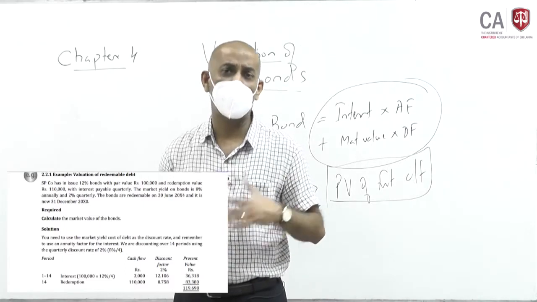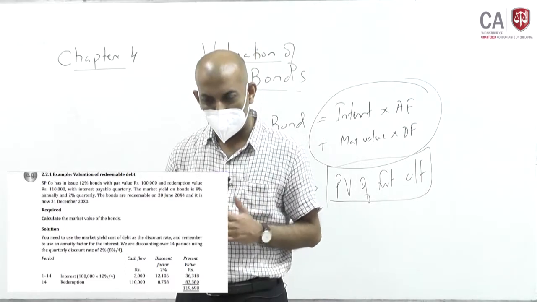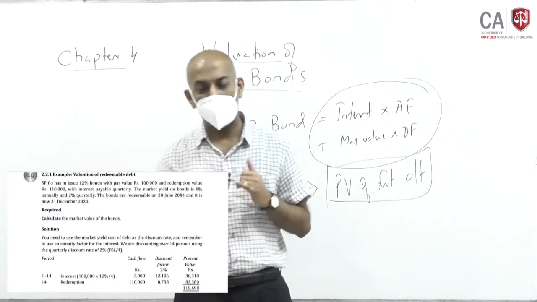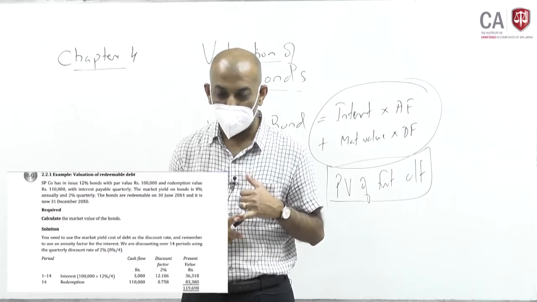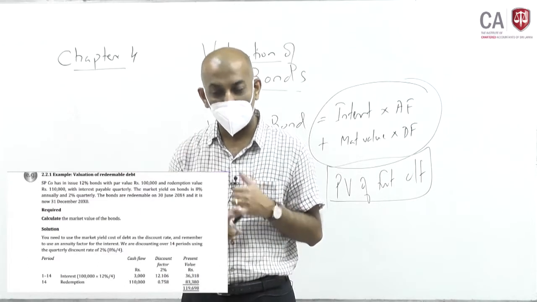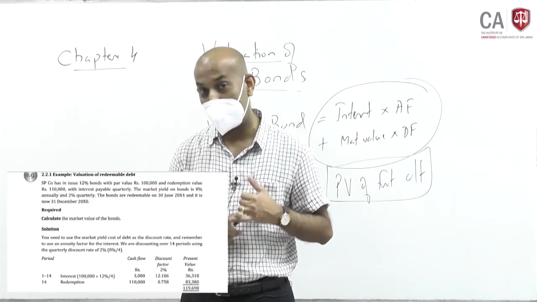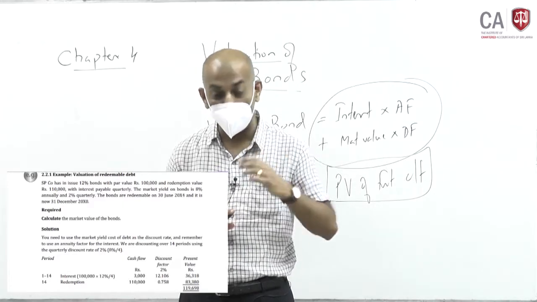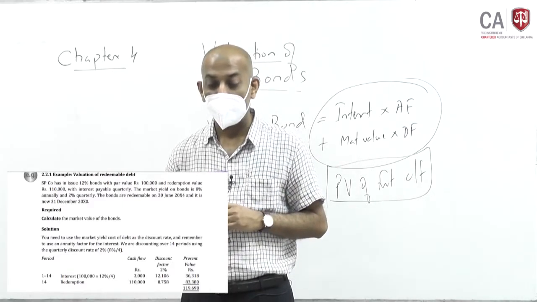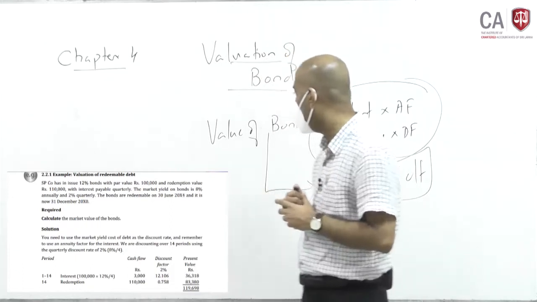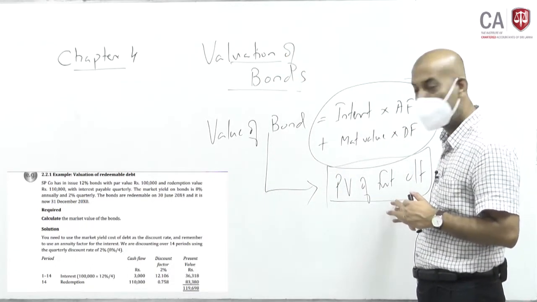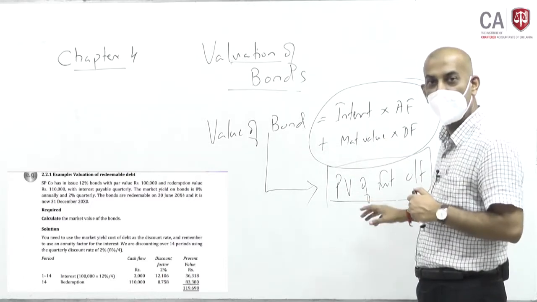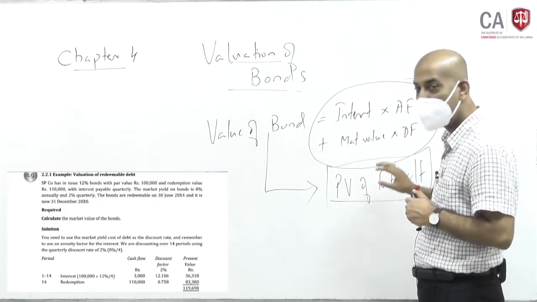The question: calculate the market value of the bond. So what we have to understand, it has been issued at 100,000, redemption value 110,000, and the market yield of the bond is given as 8% annually, 2% quarterly. So what is the logic of calculating valuation? Value of bond equals the present value of future cash flow. Before going into the number calculation, get the point clear, it's a present value of future cash flow.